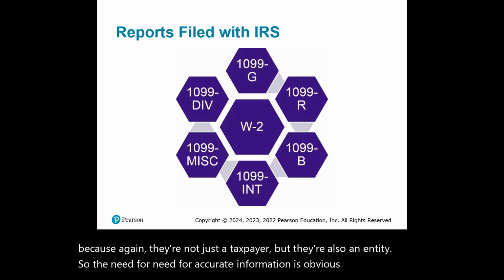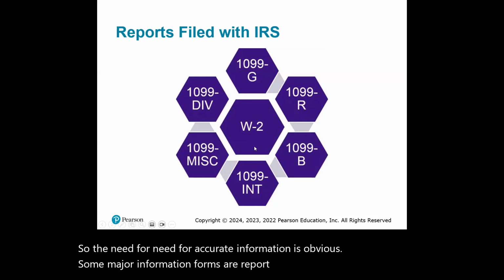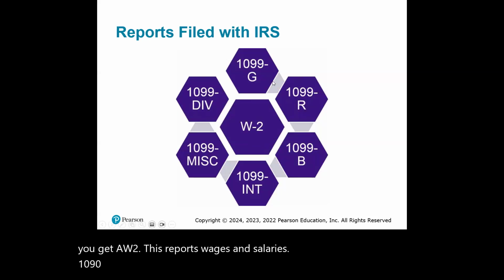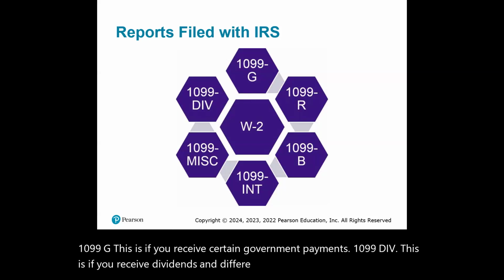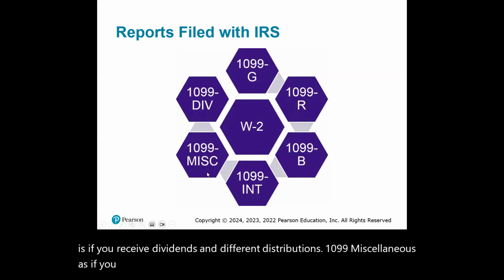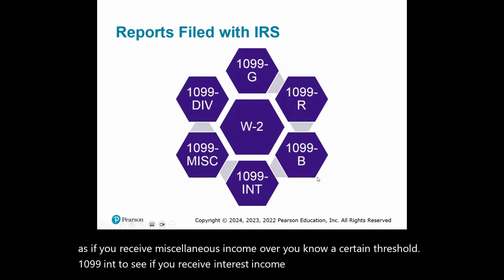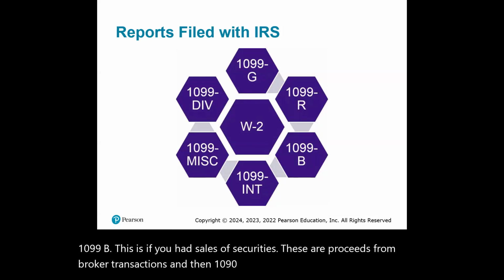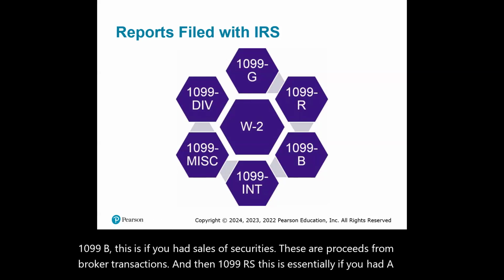Some major information forms are listed below. If you have a job, you get a W-2. This reports wages and salaries. 1099-G is if you receive certain government payments. 1099-DIV is if you receive dividends and other distributions. 1099-MISC is if you receive miscellaneous income over a certain threshold. 1099-INT is if you receive interest income. 1099-B is if you have sales of securities; these are proceeds from broker transactions. And then 1099-R is essentially if you had a distribution from a retirement plan.